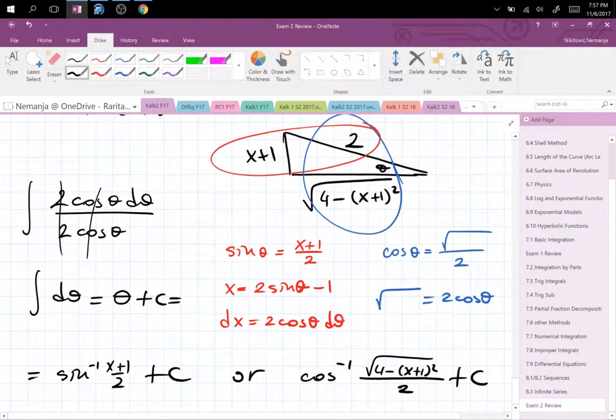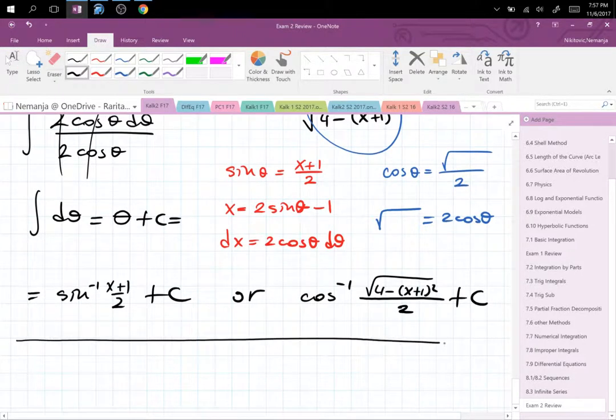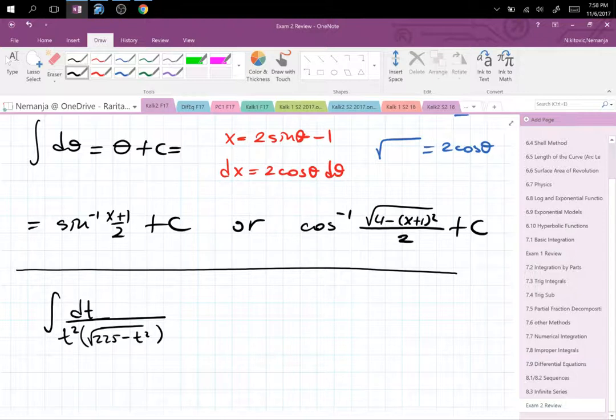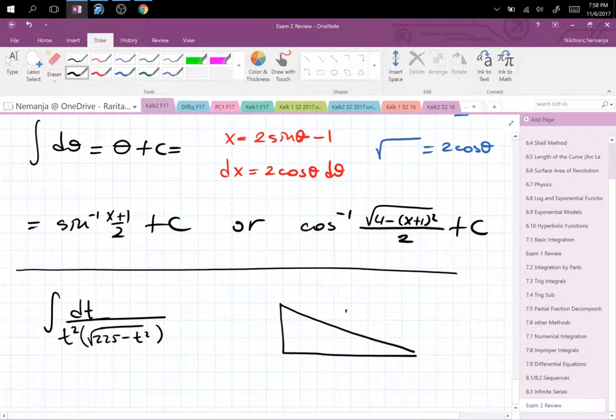How about the integral of dt over t squared times the root of 225 minus t squared? Like this? Yeah. It's another trig sub. 225 is 15 squared. So when you set up your trig sub, you have your 15 over here, and you have t over here, and this one is the square root of 225 minus t squared.